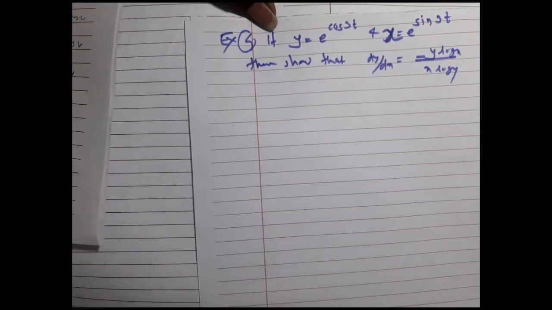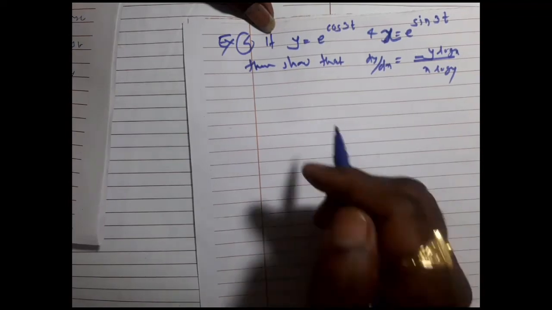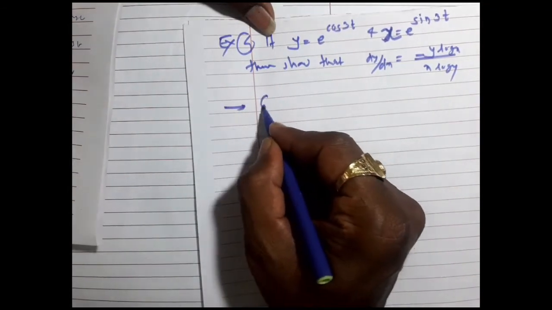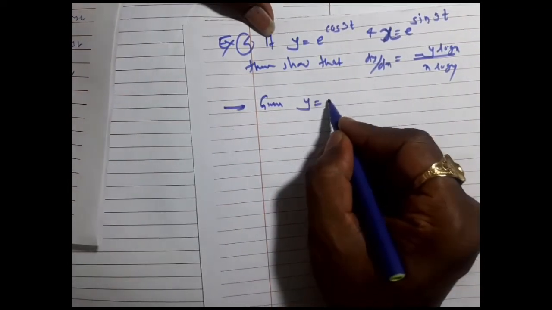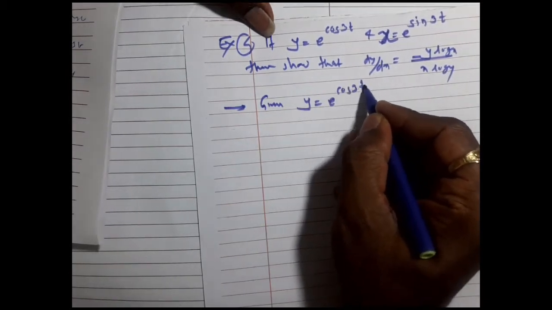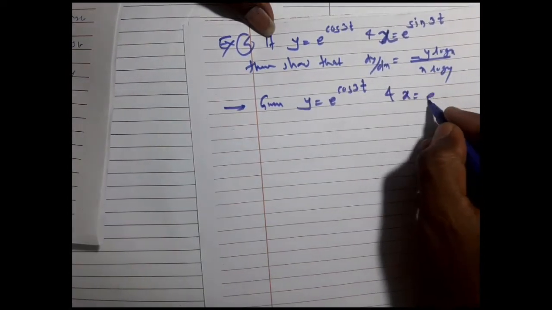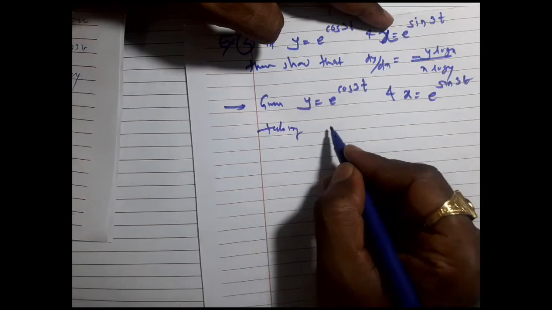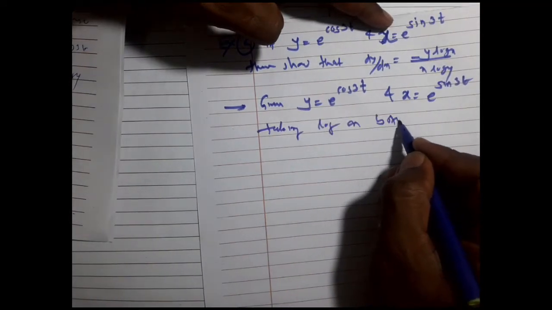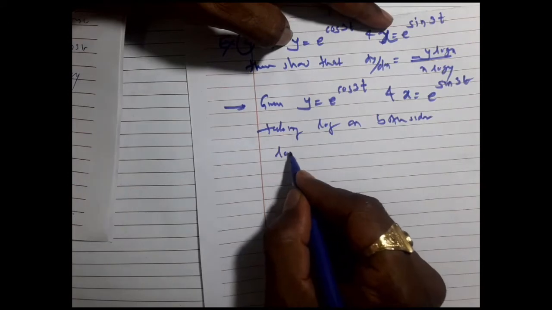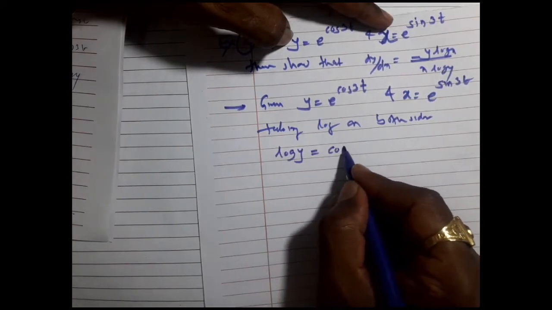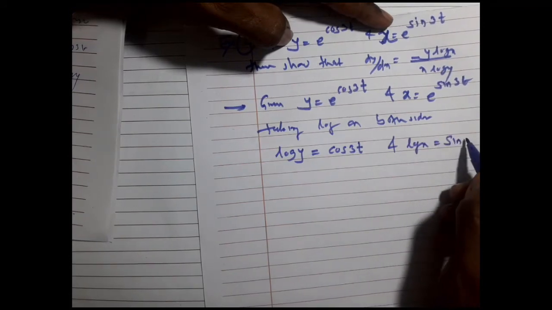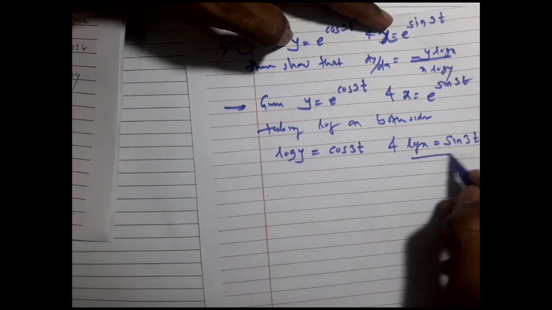y is equal to e raised to cos 3t and x is equal to e raised to sin 3t. Show that dy by dx is equal to minus y log x upon x log y. Given y is equal to e raised to cos 3t and x is equal to e raised to sin 3t. Taking log on both sides, this will be log y is equal to cos 3t and log x is equal to sin 3t. Call this equation number 1.